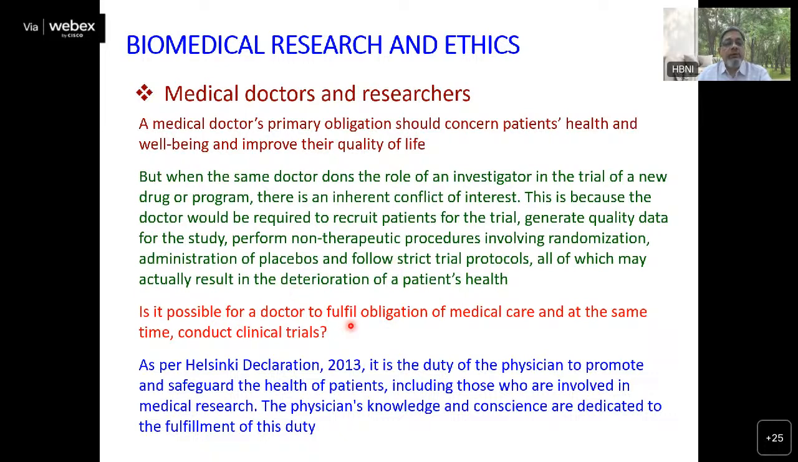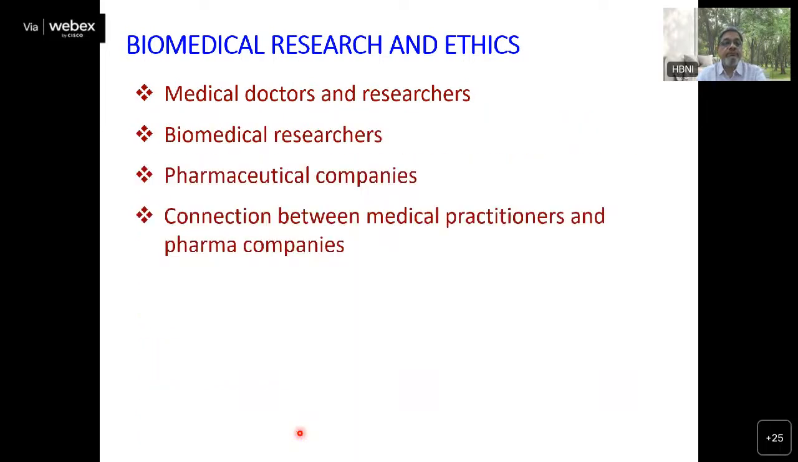So, is it possible for a doctor to fulfill the obligation of medical care on one hand and at the same time conduct these clinical trials? So, now we have something called the Helsinki Declaration. I'll talk about this in more detail. This declaration says that it is the duty of the physician to promote and safeguard the health of patients, including those who are involved in medical research. So the physician's knowledge and conscience are dedicated to the fulfillment of this duty.